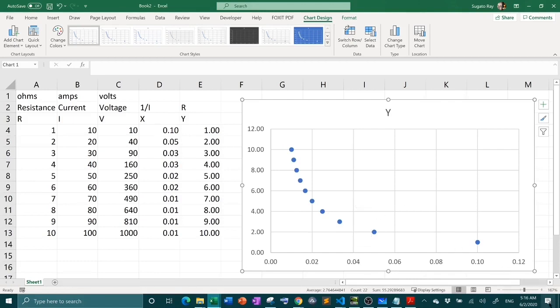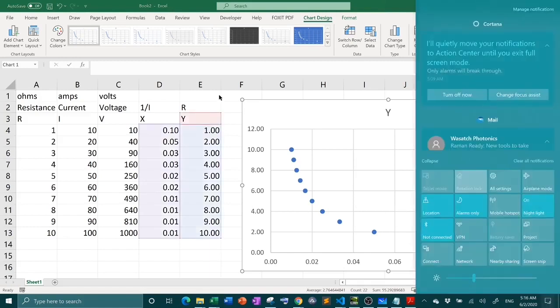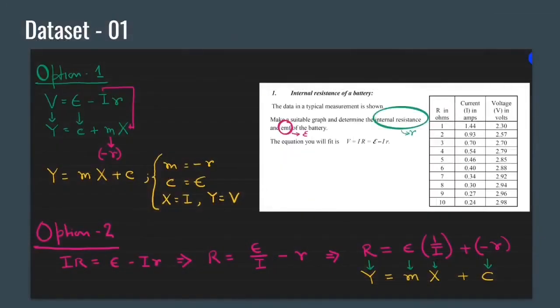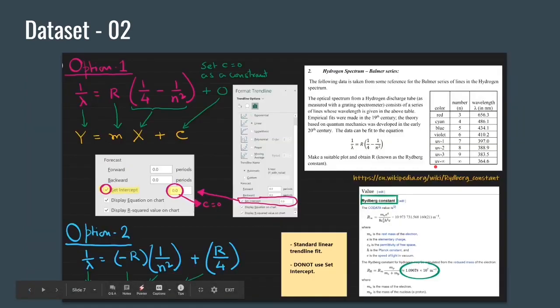But you can also test this with your option 1, which is here. You can test the same thing with option 1 similarly and see what you get for the slope and intercept, and then you can figure out what your internal resistance and the EMF are. That's the idea for the data from 1. For 2, we are supposed to plot 1 over n squared as x and 1 over lambda as y. That's basically very simple.